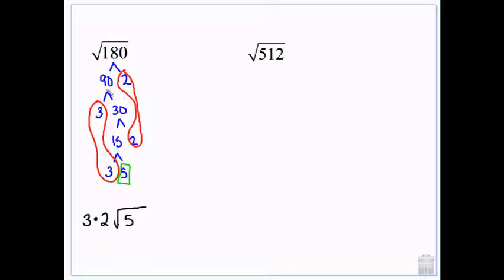Now you'll notice I'm ignoring every number that I split, because 90 was 3 times 30, so 90 is taken care of here. And then 30 is 15 times 2, so 30 is gone. And then 15 is gone from the 3 and the 5. You only take the end of the branches. Okay, so 3 times 2 is 6 times the square root of 5. So the square root of 180 is actually equal to 6 times the square root of 5. These two things are the same.